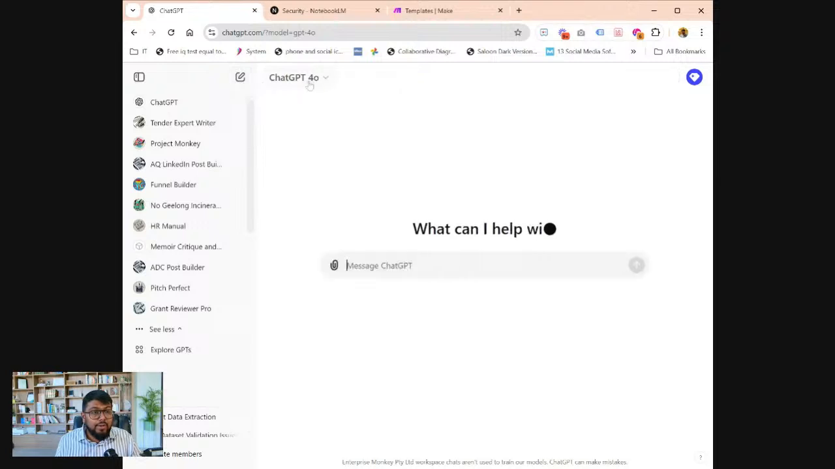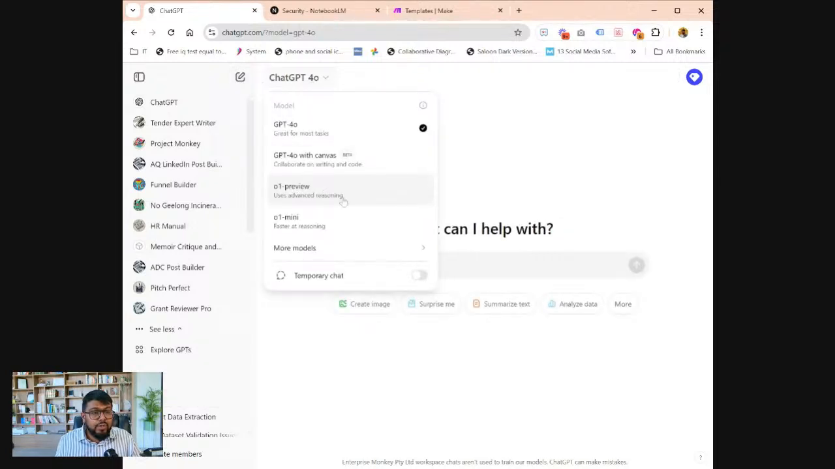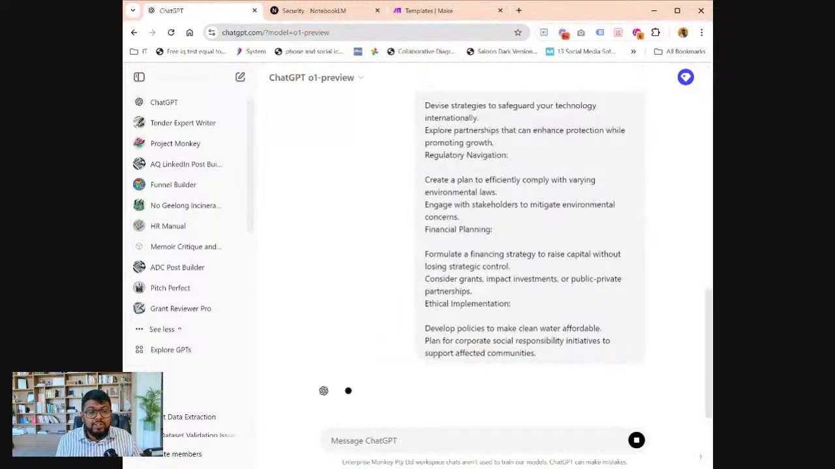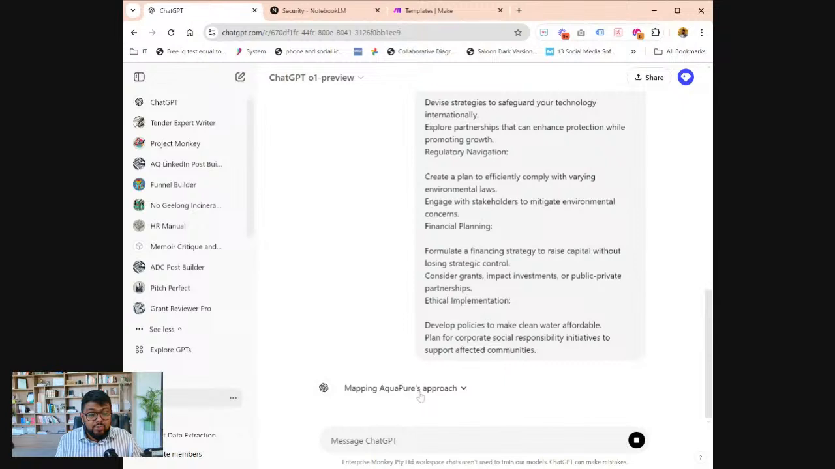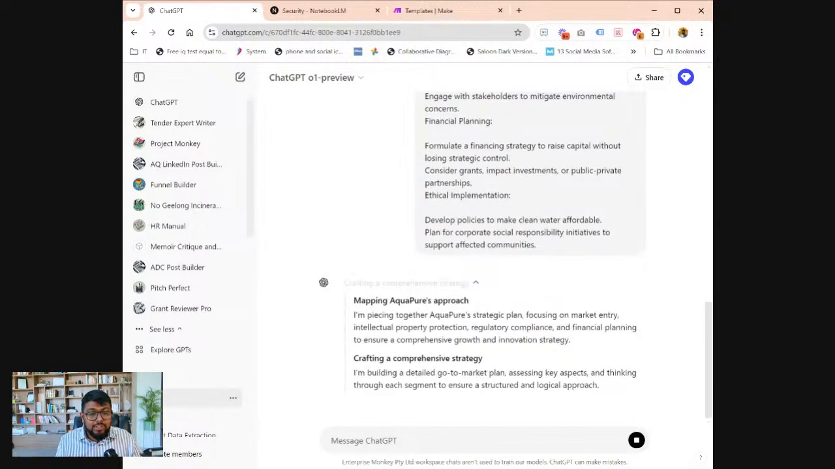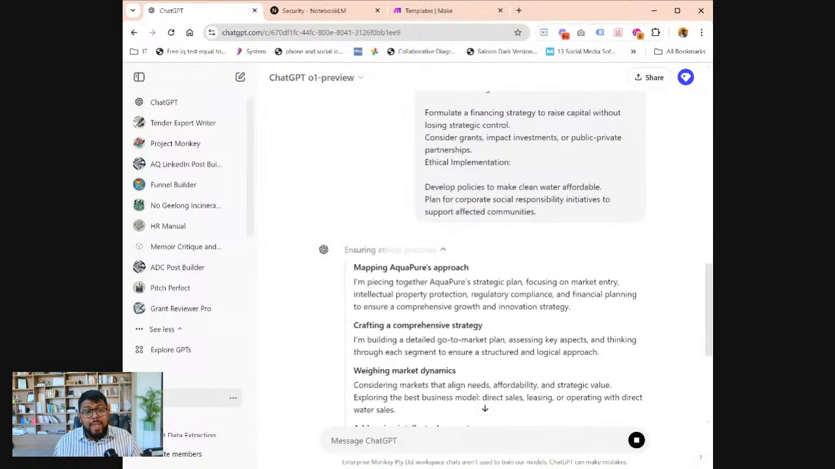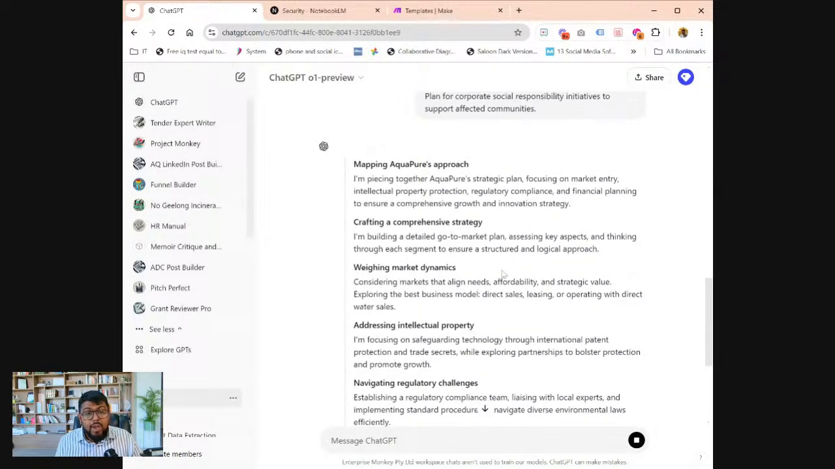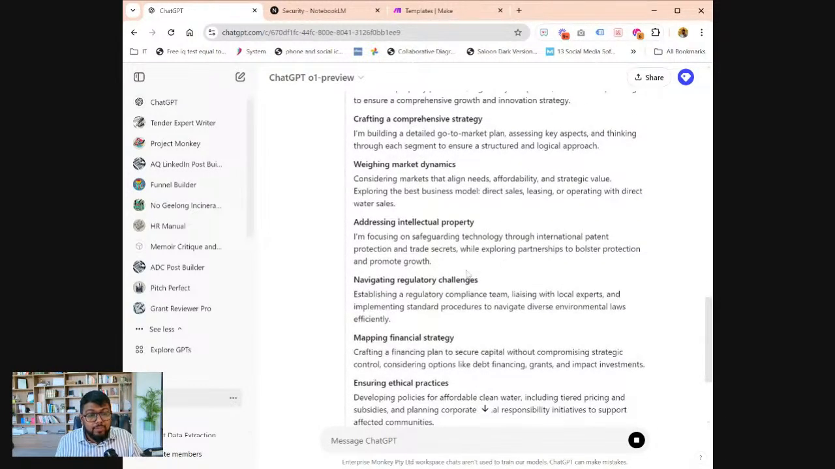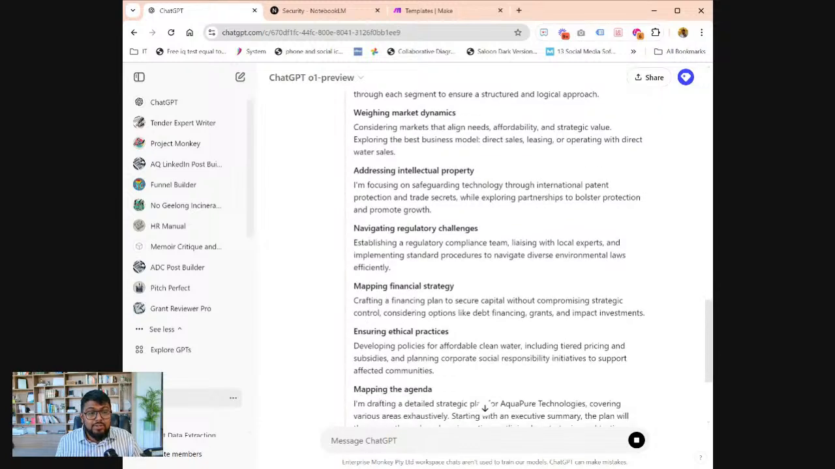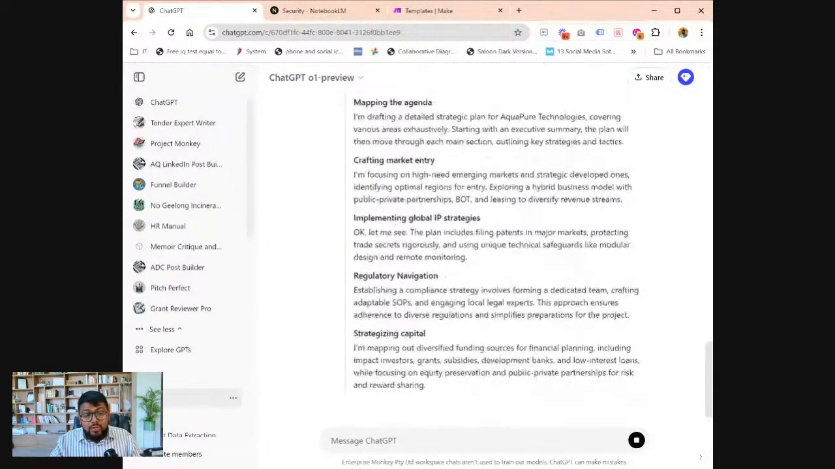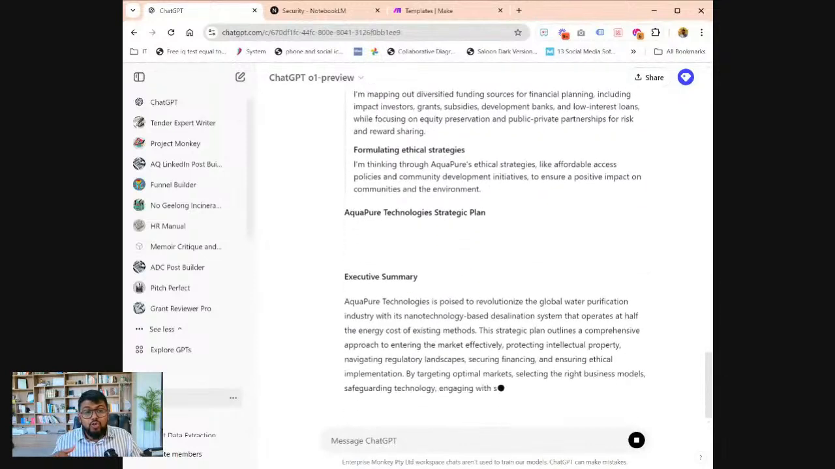Now, if I give this information to O1 Preview, which is the model with reasoning, and ask it to do the same thing, rather than providing the answer, it starts to think, and you can actually see what it's thinking. So for this map of Pure Technologies' approach, it's crafting a comprehensive strategy, weighing market dynamics, addressing intellectual property issues, navigating regulatory challenges, mapping financial strategies, ensuring ethical practices. So it's still thinking. It's not producing the output. It's still thinking and showing me how it's thinking.